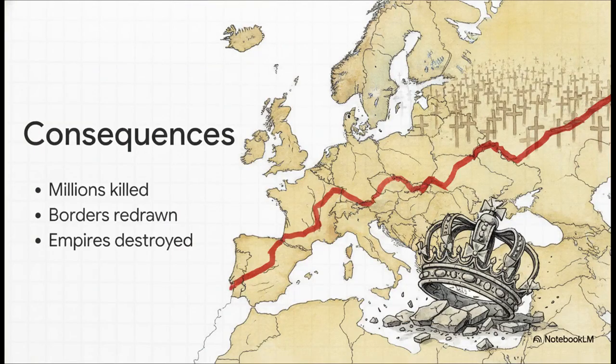So, the crucial point is that the consequences of this 4-year conflict were absolute. Millions upon millions were killed. The map of the world was completely rewritten as national borders were drastically redrawn. And those old, mighty empires we talked about at the very beginning, completely destroyed. The First World War didn't just end a conflict, it ended an entire era of human civilization.